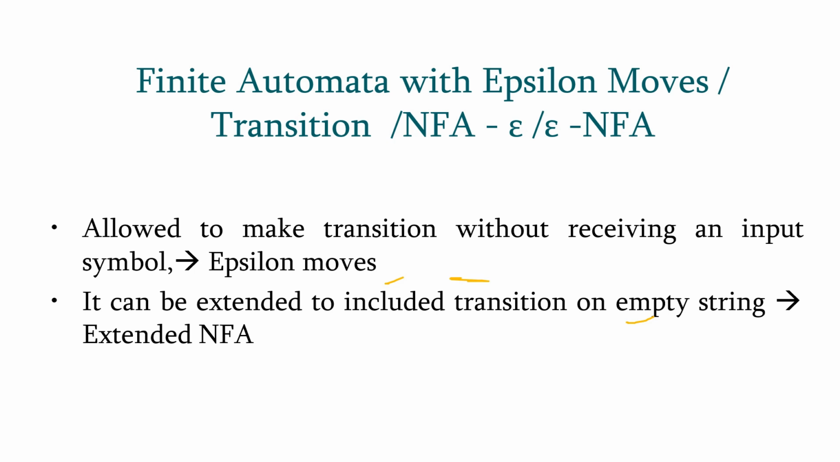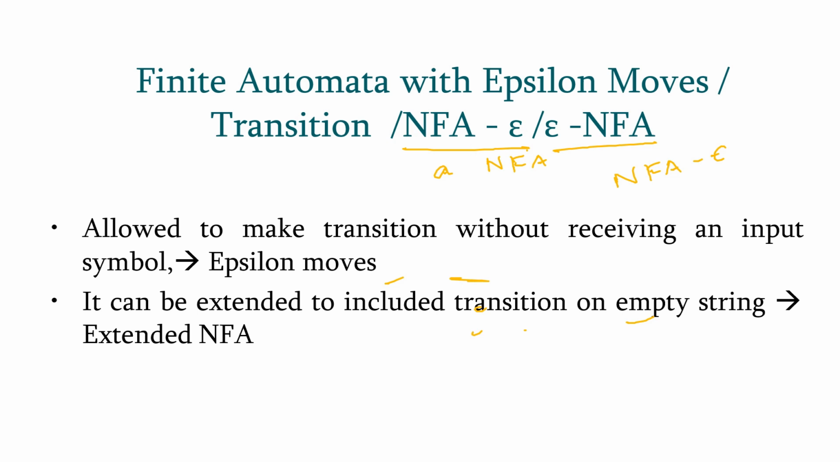When an automaton allows you to make a transition without receiving an input, that is called epsilon moves. That is called an NFA with epsilon moves. So I can make a definition: an NFA which allows you to make a transition without receiving an input is called an epsilon NFA, or the other notation, NFA with epsilon moves. It can be extended to include transitions on the empty string, called an extended NFA. We'll be seeing that very shortly.